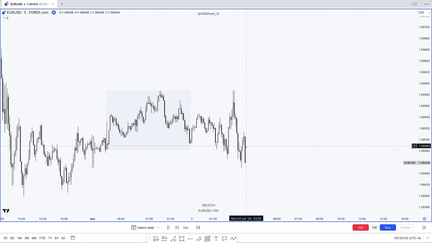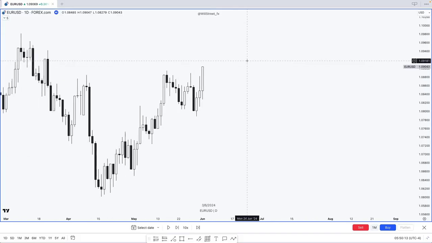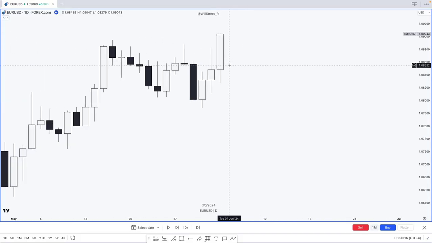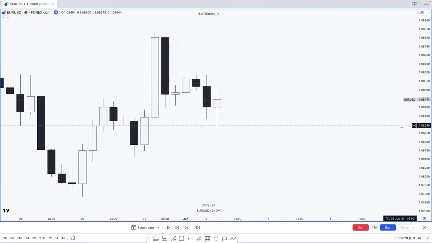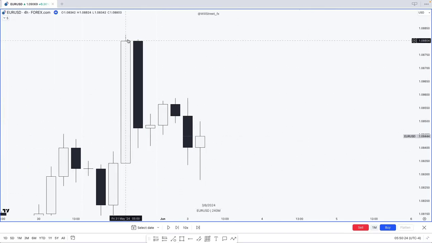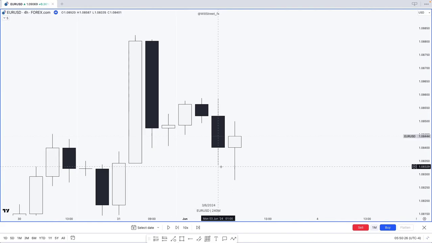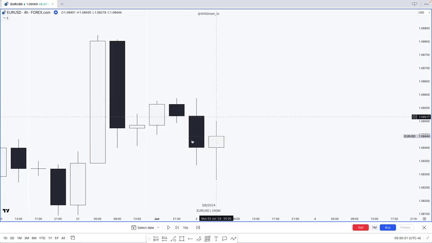Let's find another one. It's going to 3 a.m. What is this? 3 a.m. Remember that day, right? Well, let's look first at the short. Look at this. I'm going into strong liquidity.